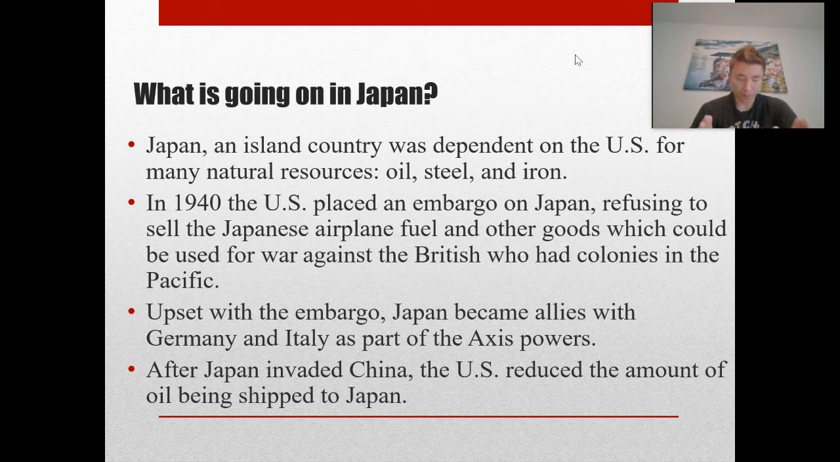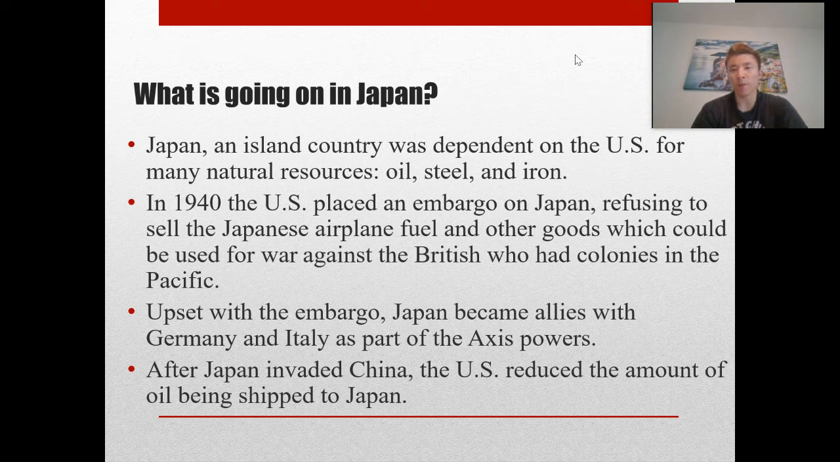And so basically, Japan as a country is an island country that was dependent on the United States for many natural resources that are very crucial, like oil, steel, and iron. But Japan also sees a rise in imperialism, and their emperor at the time, Hirohito, starts to gain a lot of control, and he places several top military generals to basically run the country, like Hideki Tojo.